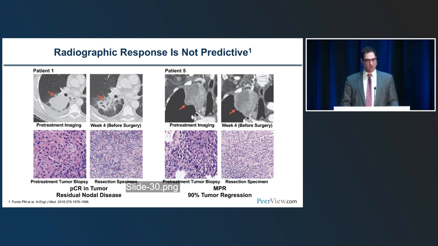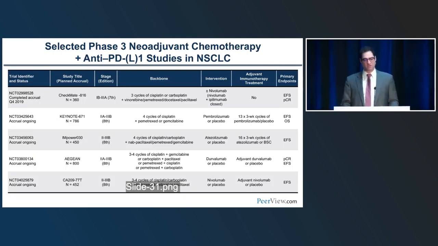Interestingly, radiographic response is not necessarily predictive. For example, in the panel on the left, you can see the pathologic CR in a patient with residual nodal disease, and then in another patient, the scans with a pretreatment and resection specimen showing 90% tumor regression. So it may not exactly correlate, in terms of the changes in the immune microenvironment, which may not be reflected in the follow-up radiographic imaging studies.